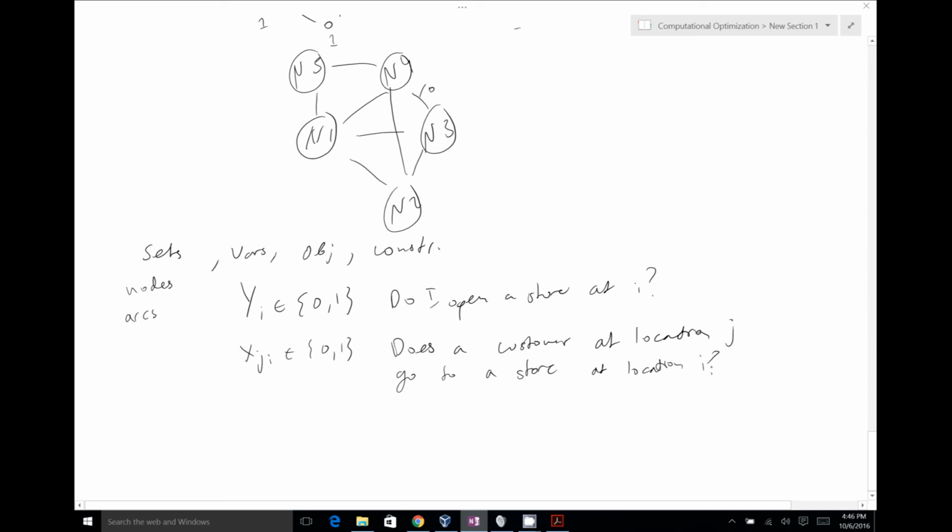So this is the start of creating an integer program. Next time we'll go through the rest of the reasoning by writing down an objective function and constraints, and then we'll try to program all that in Python to get a solution to our example.